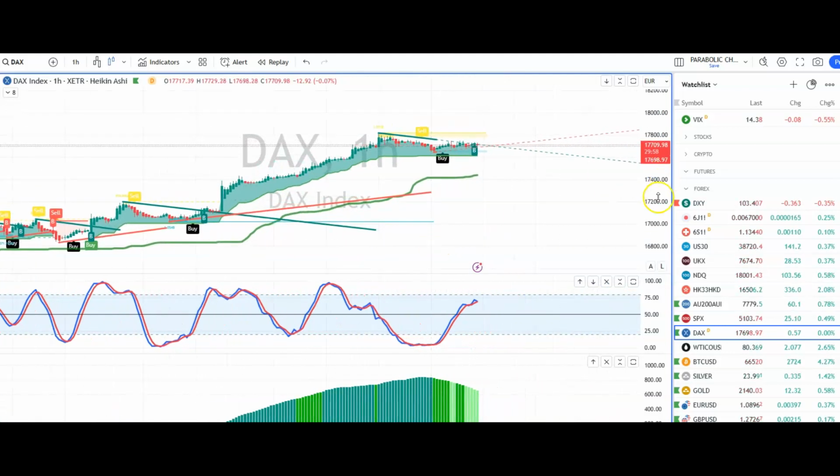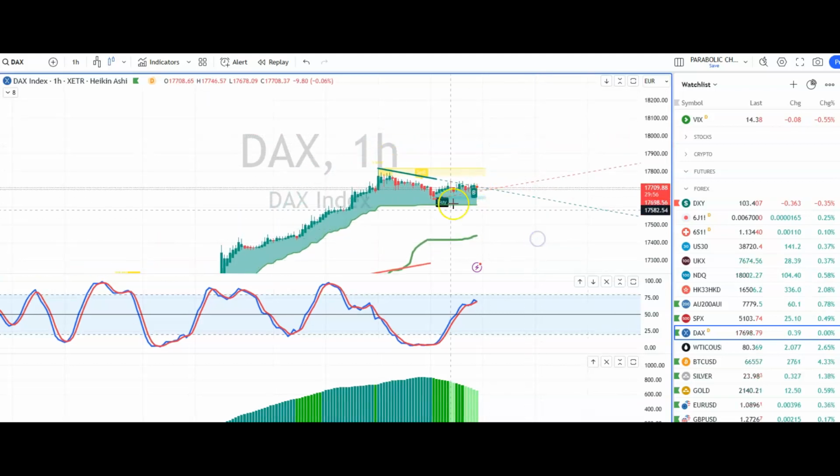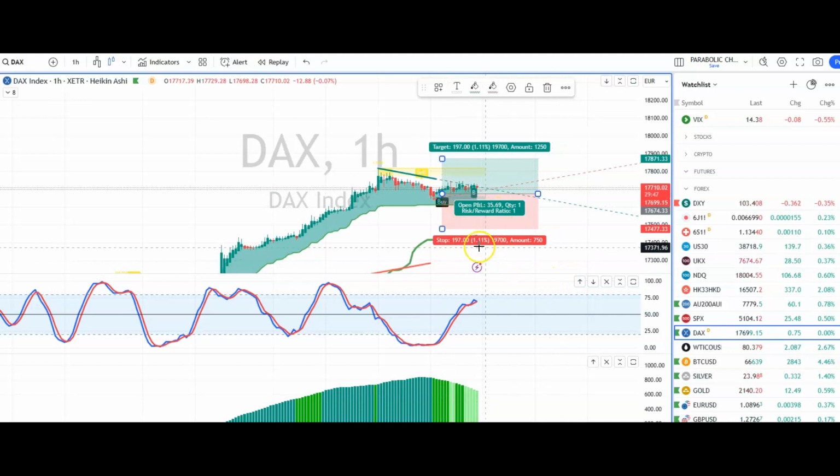So now we can make a better decision to buy. We have a buy signal here. So we can, in fact, let's do this now. So buy signal there. Where's our stop?